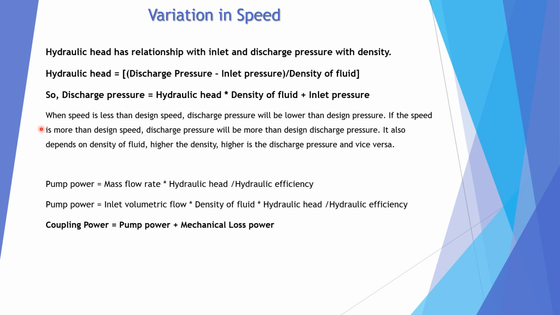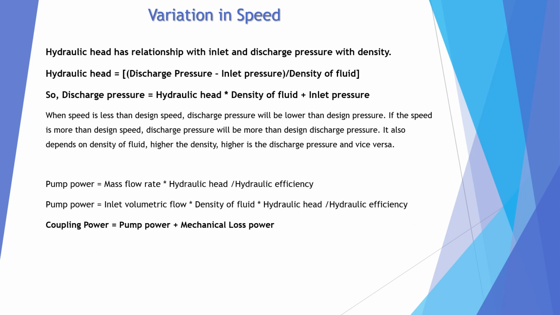And it also depends on the density of the fluid. The higher the density, higher is the discharge pressure, and vice versa. This is as per the expression. This density is also multiplied here. Pump power is equal to mass flow rate into hydraulic head upon hydraulic efficiency. So pump power is equal to inlet volumetric flow rate into density of the fluid, which is equal to mass flow rate into hydraulic head divided by hydraulic efficiency.